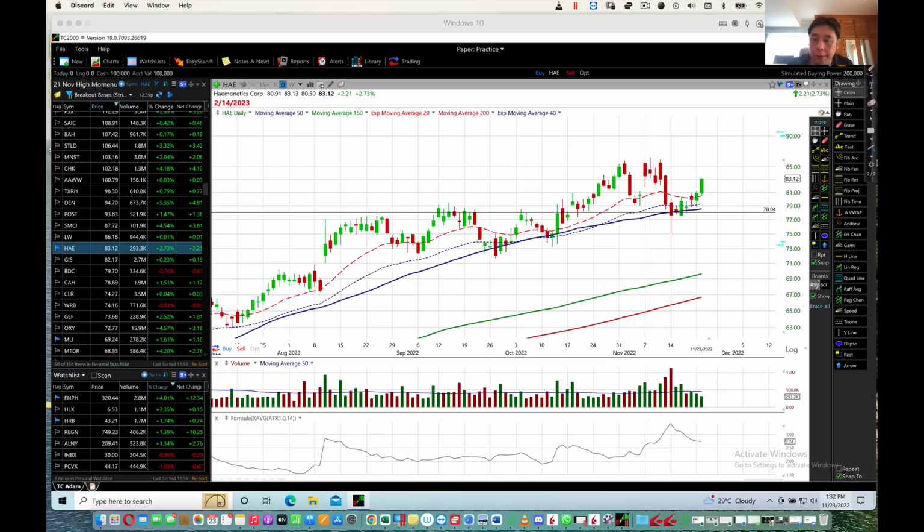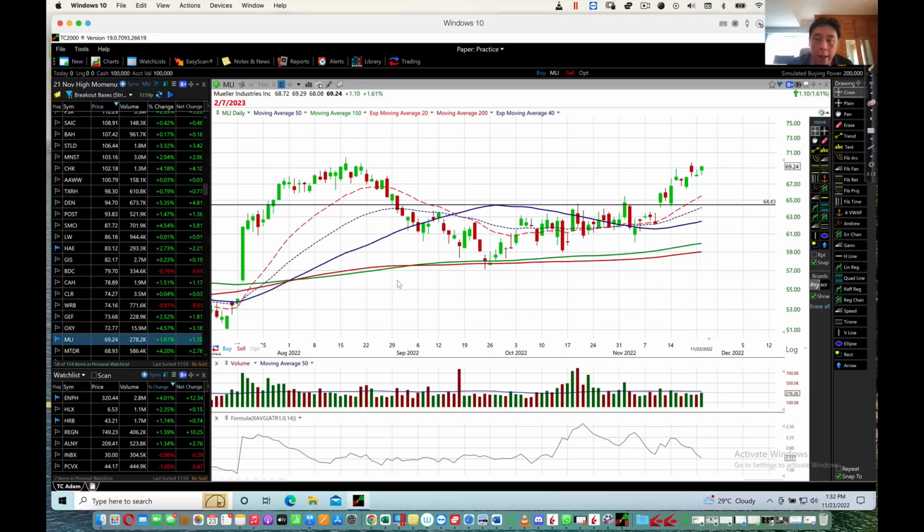So that was HAE trend retracement setup. This was another one, MLI. Can you see what pattern this is? Breakout within base. That's right. It's the uptrend here. We've got a nice base, hits resistance, and breaks out from the base going up.